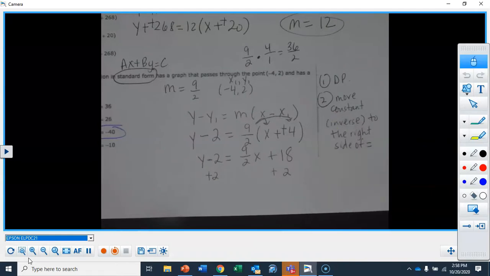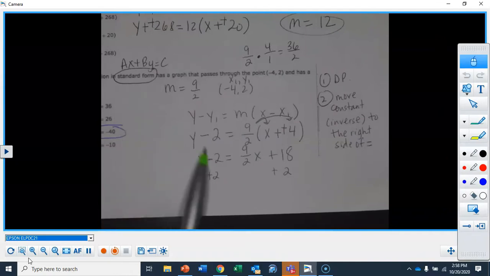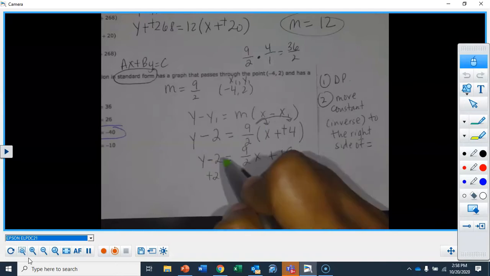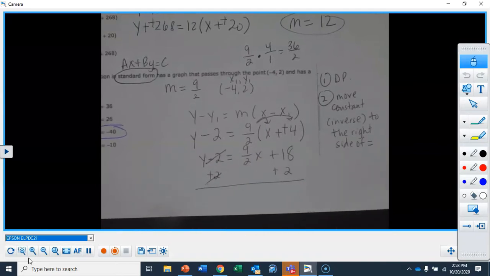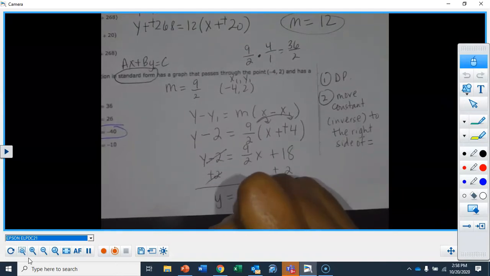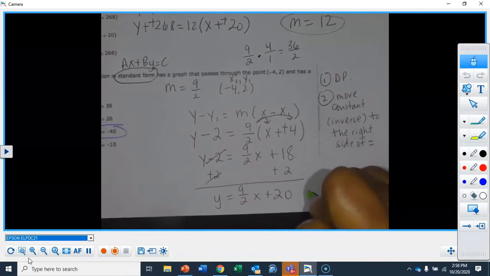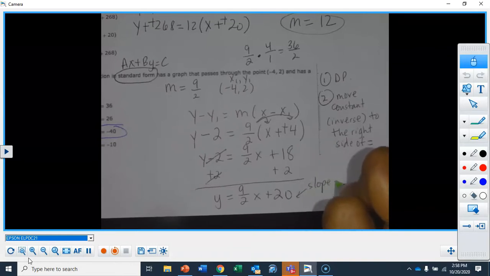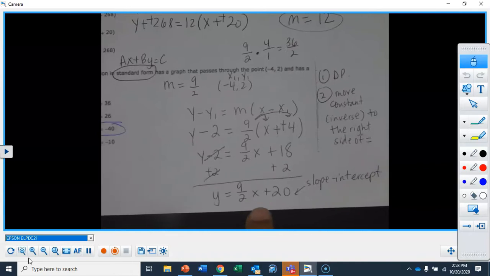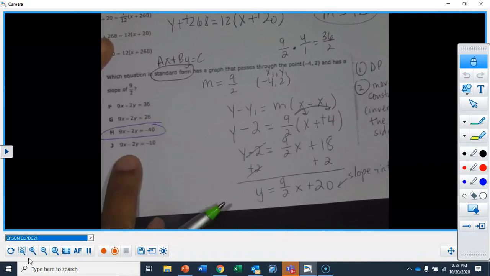Oh my goodness, I messed up. Okay, let me do this real quick. I apologize. I'm supposed to put it in standard form. I was getting ready to change it into slope-intercept. Sorry about that. So just so you know, just so I show it, y equals 9 over 2x plus 20. Again, this is slope-intercept. They didn't want that, because I messed up. Slope-intercept. That's not what we want. We want it like this, right?